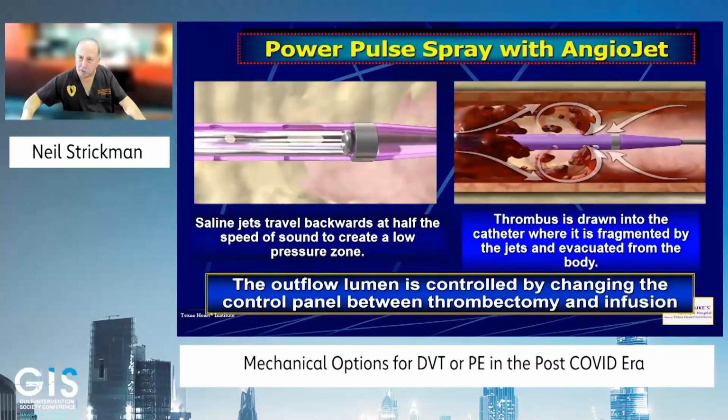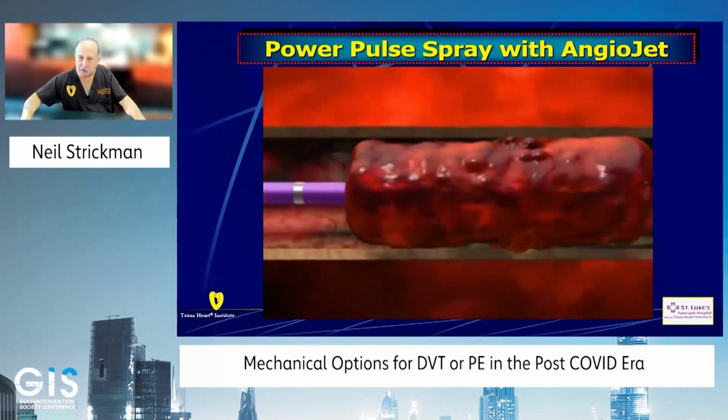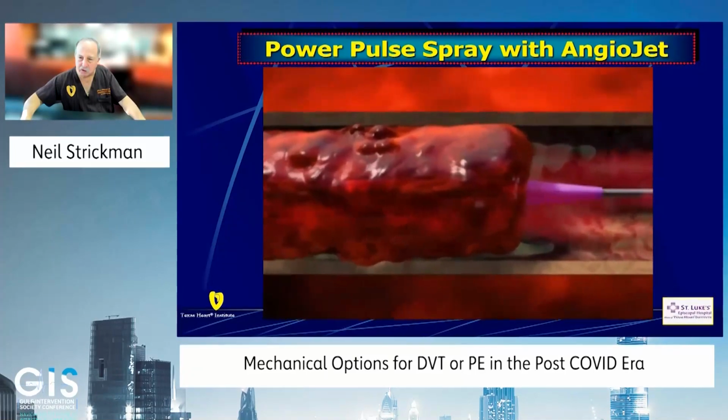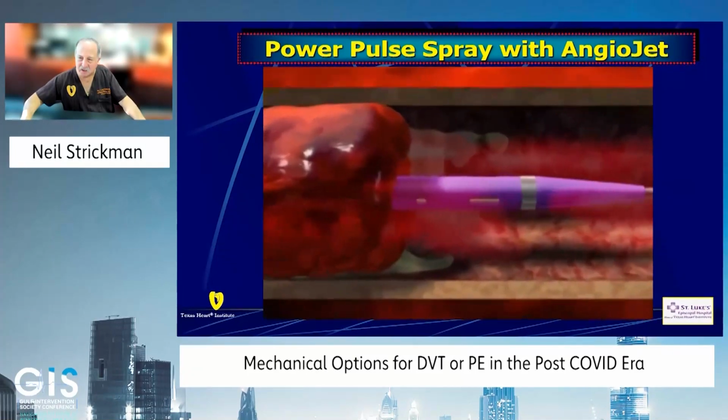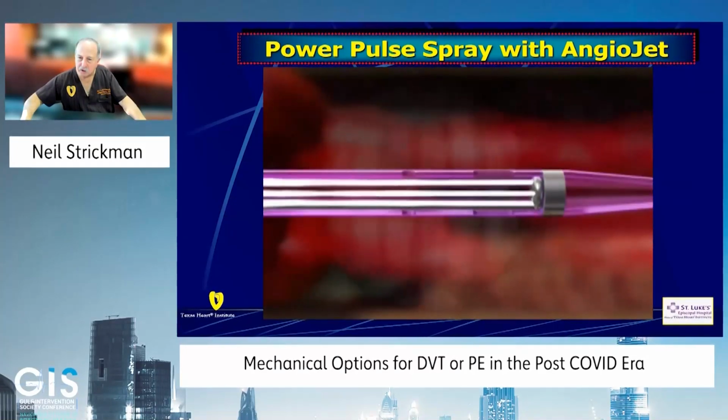Now, the Power Pulse Spray with the AngioJet uses the Bernoulli effect. The outflow lumen is controlled by changing the control panel between thrombectomy and infusion. This has been changed now to the larger 8 French Zelante, which does the same thing as you can see here.